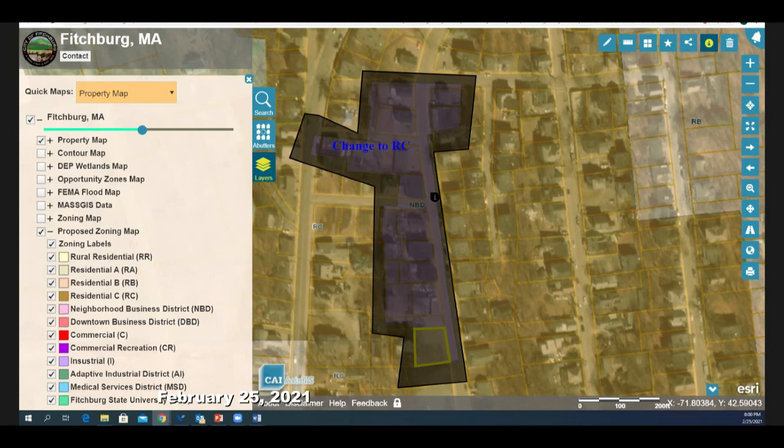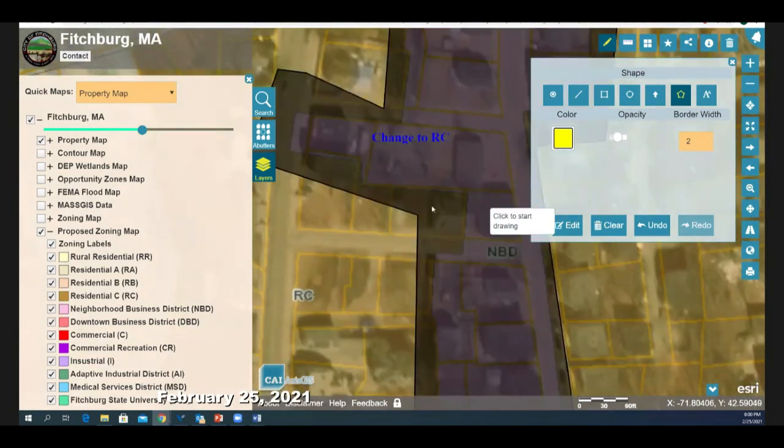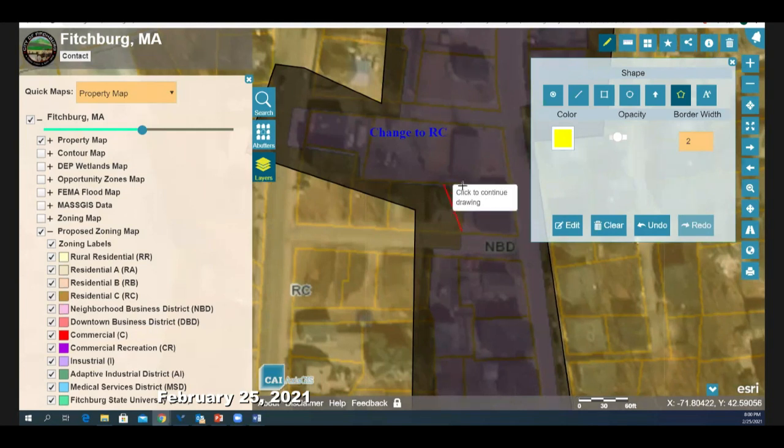Is there a motion one way or another? I would make a motion to alter the proposed changes to the map as Tom discussed. Second. Is there anybody in opposition? All right, let's do it.